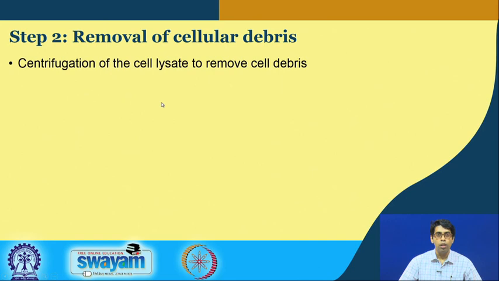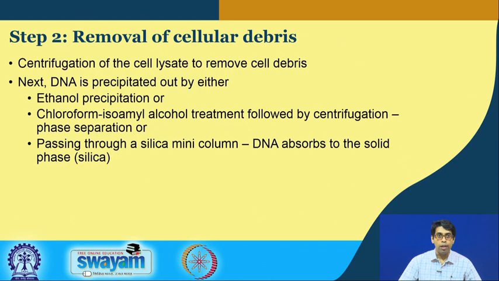So once we have the cell lysate and we have successfully disrupted all these interactions, this cell debris, the denatured protein, the chewed up RNA, they will start to form aggregates. And to speed up the process, we put the tube containing the cell lysate into a centrifuge instrument, and we centrifuge it, so that everything is precipitated out, and the solution contains the DNA.